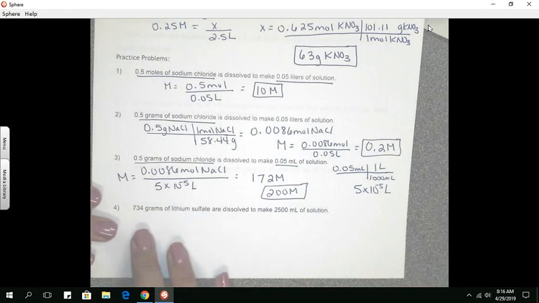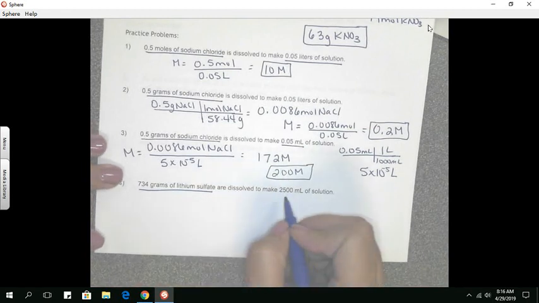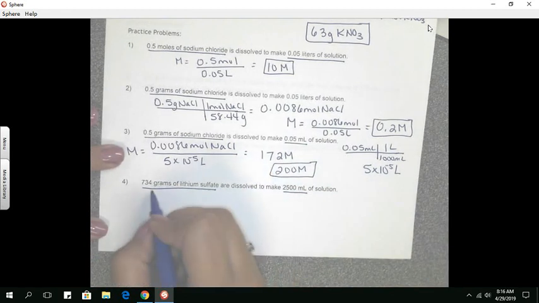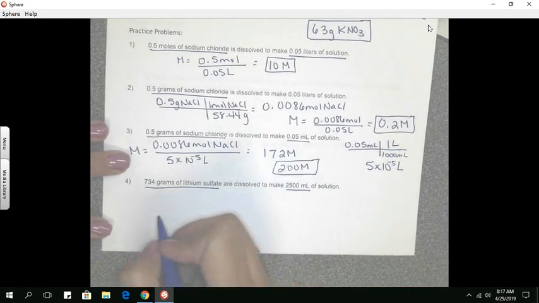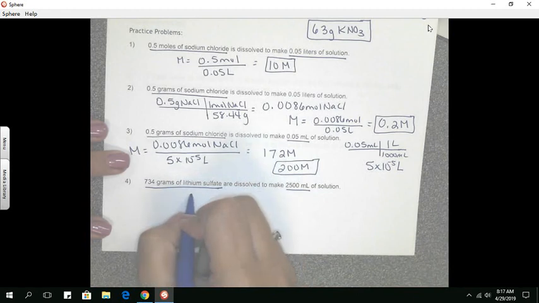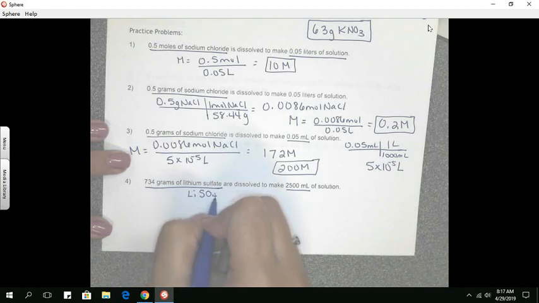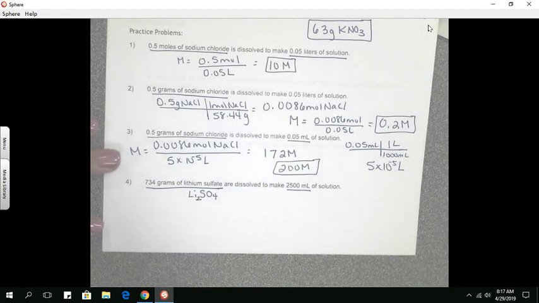Alright, so number 4, we have 734 grams of lithium sulfate dissolved to make 2,500 milliliters of solution. So again, we're starting with grams, but our equation uses moles, so we have to convert. And so we're going to need our formula for lithium sulfate. So lithium is in group 1, plus 1, and sulfate is SO4 with a minus 2, so I'm going to need it to have a 2 here.